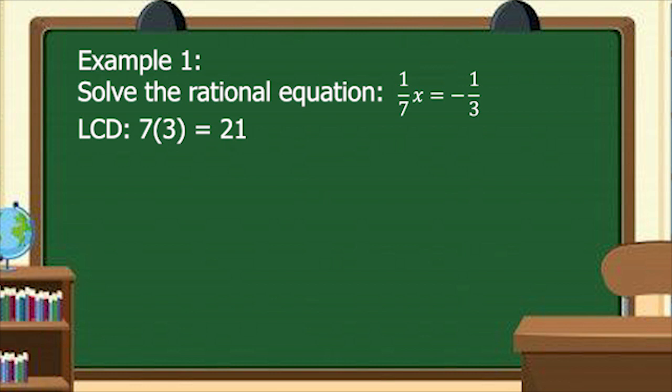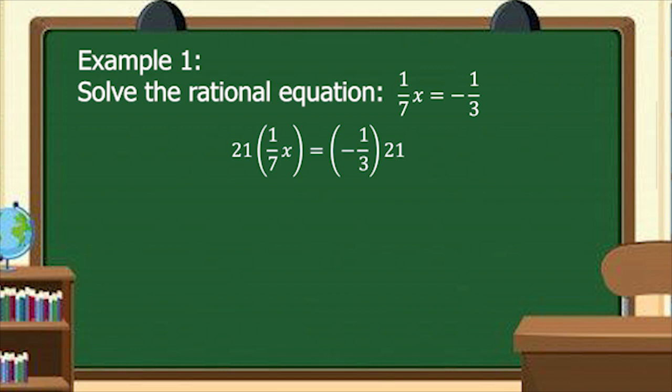Next, we multiply the LCD to both sides of the equation. We have 1 over 7x times 21 equals negative 1/3 times 21. 21 times 1 is 21, divided by 7 is 3, times x is 3x. On the right side, 21 times negative 1 is negative 21, divided by 3 is negative 7. Now, we have the simplified equation 3x equals negative 7.